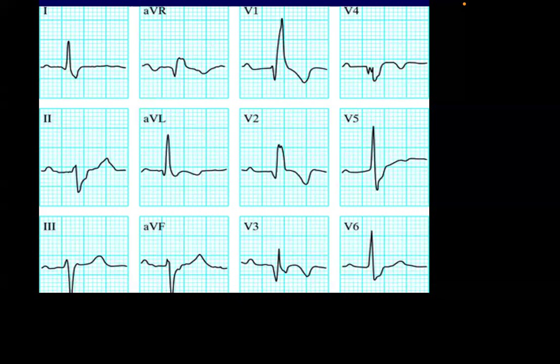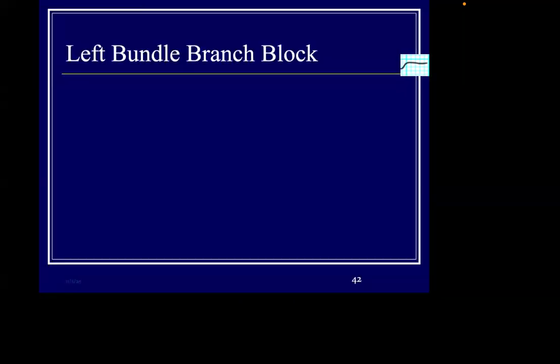So this is right bundle branch block. Usually look at lead V1. In lead V1, there is an R wave in RBBB. In lead V1, there is an S wave in LBBB. That is, in right bundle branch block in V1 there is an R wave. In left bundle branch block in V1 there is an S wave. The S wave is down, the R wave is above.